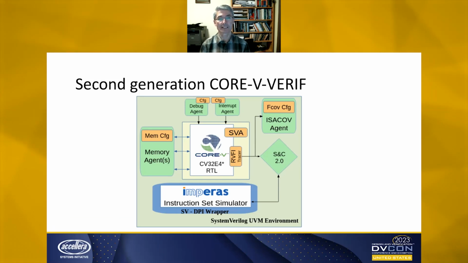You may also notice that the tracer now has a name, RVFI. That stands for RISC-V Formal Interface. I'll be talking more about that in a minute. But the crucial aspect here is that we have a much more rigorously defined tracer interface. And the debug requests and the interrupts are being fed to the RTL, not the reference model.